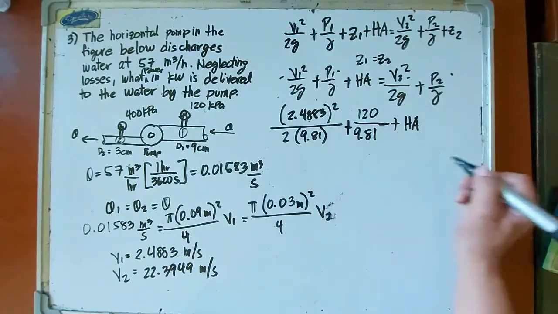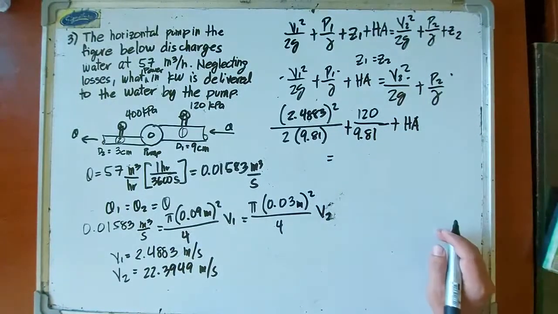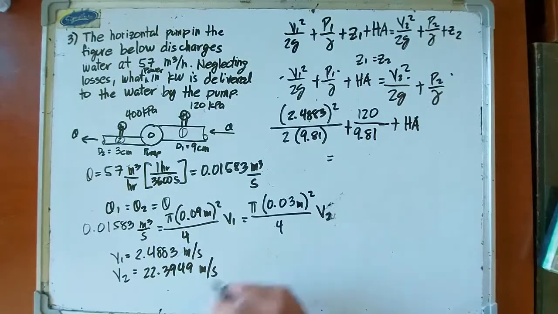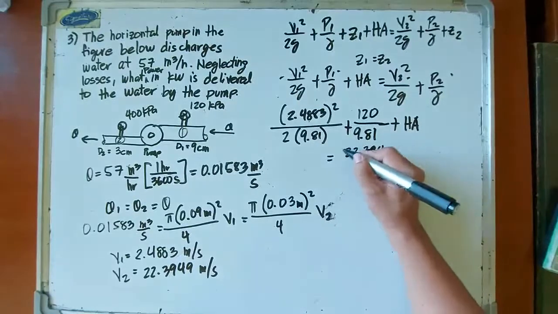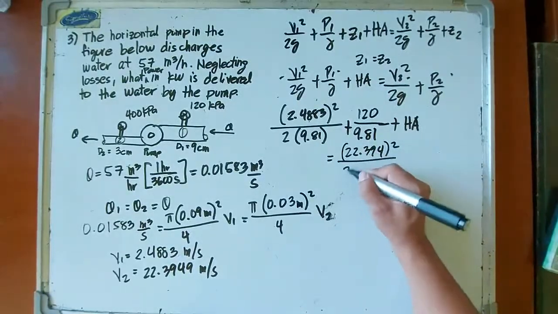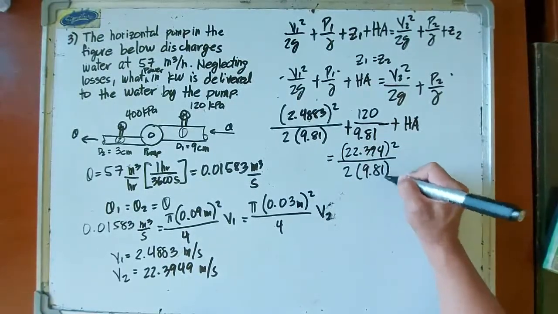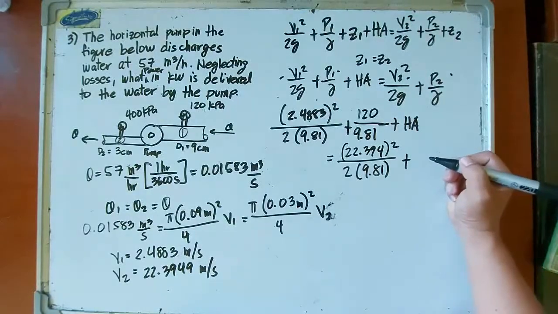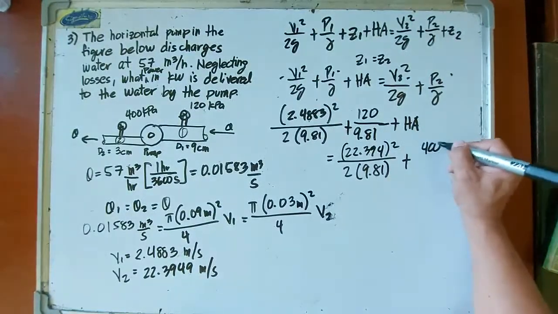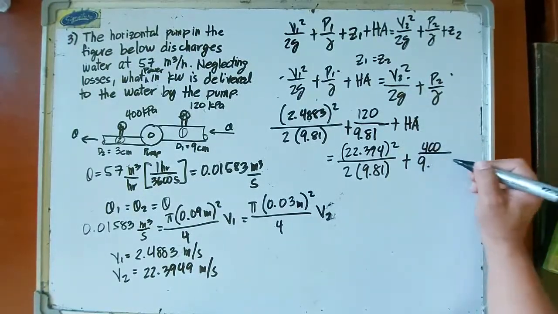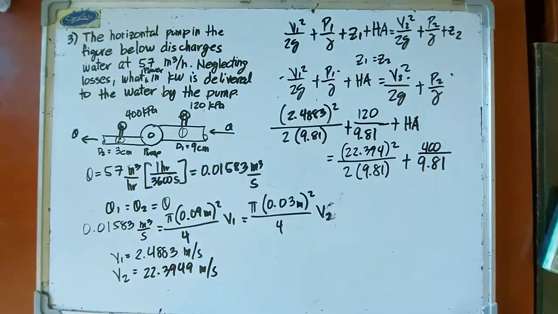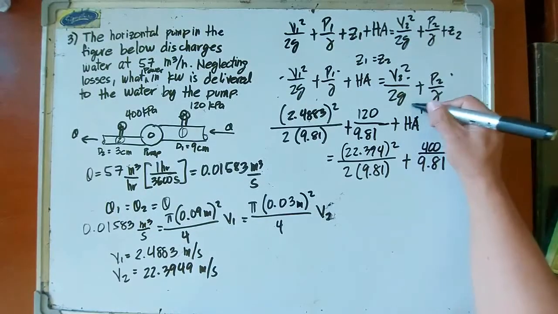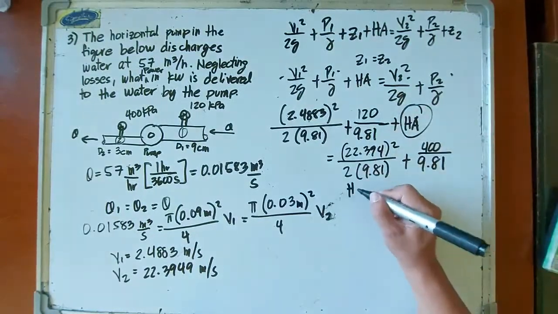equals, let me just put it below. That's V2 squared all over 2G. That's 22.3949 squared all over 2 times gravity plus P2. P2 is 400 all over unit weight of water 9.81 kilonewtons per cubic meter. Ayan. So we're left with one unknown in the equation, that is HA.